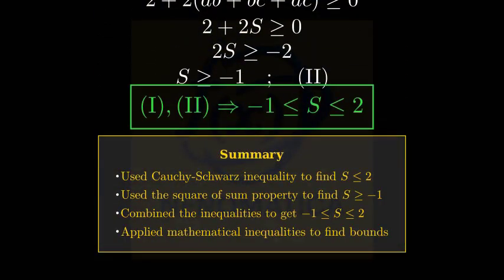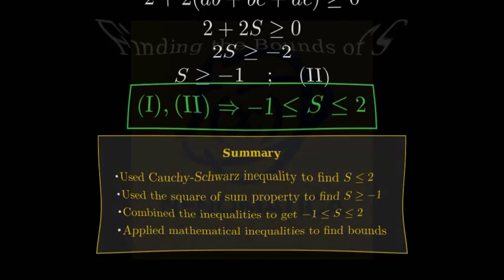We used two key mathematical principles. First, the Cauchy-Schwarz inequality to establish the upper bound of S as 2. Second, the fact that the square of a sum is non-negative to find the lower bound of S as negative 1. By combining these inequalities, we found that S is bounded between negative 1 and 2, inclusive. This problem demonstrates how mathematical inequalities can be applied to find bounds of expressions based on given constraints.